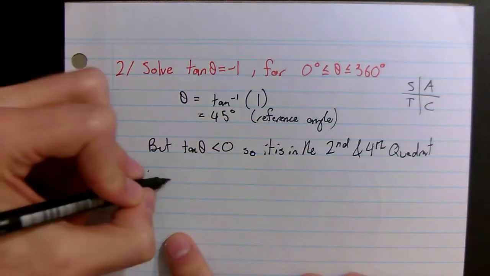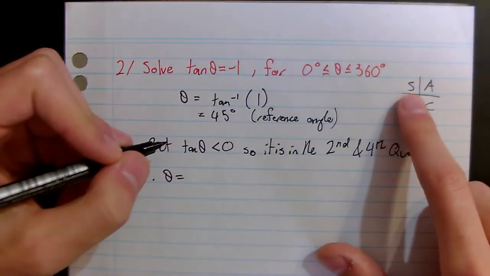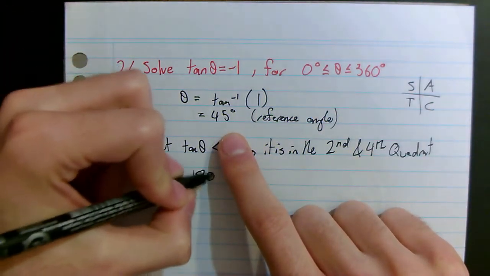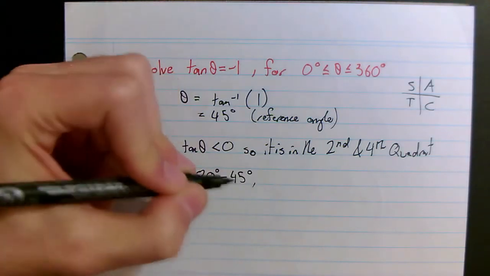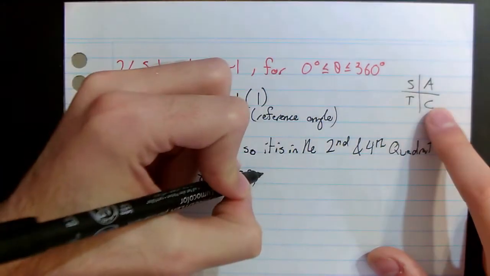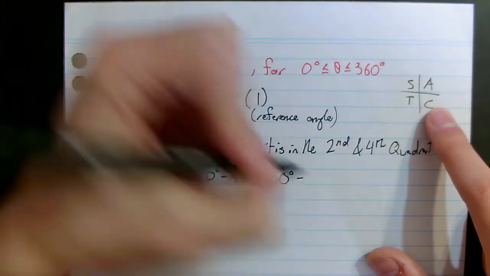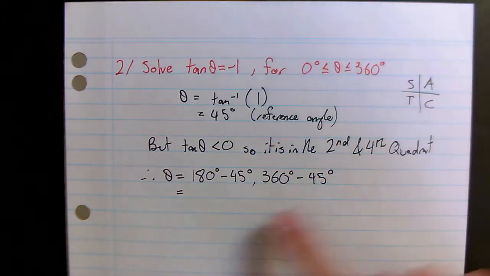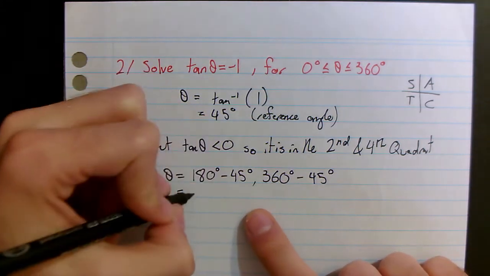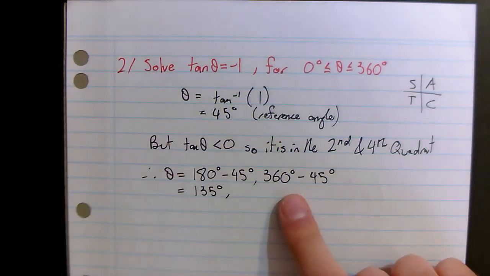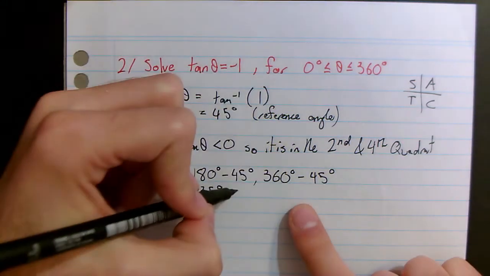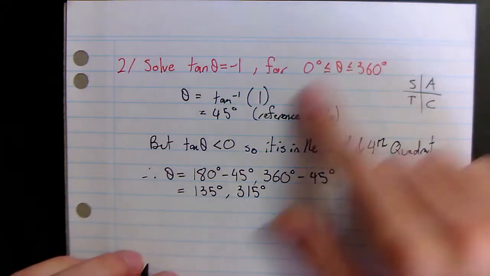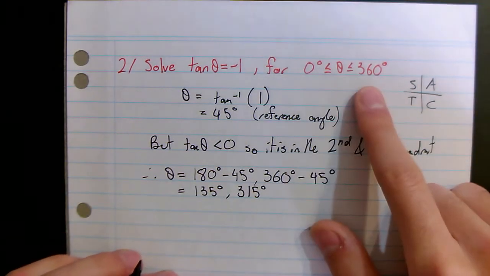Okay? So therefore, theta is equal to, so how do we define angles in the second quadrant with respect to the reference angle? It's 180 minus theta. So it's 180 degrees minus 45 degrees. And then how do we define angles in the fourth quadrant? 360 degrees minus theta, which in this case is 45 degrees. And by just doing this, 180 minus 45 gets us 135 degrees, and 360 minus 45 gets us 315 degrees. Alright, so that essentially is our solutions for this in the domain from 0 to 360.